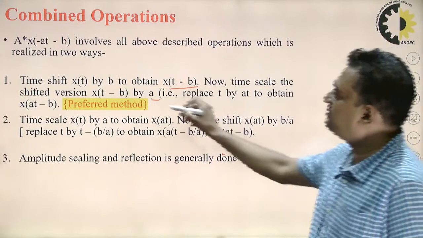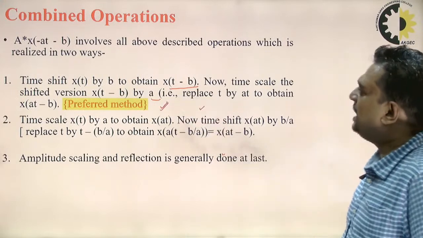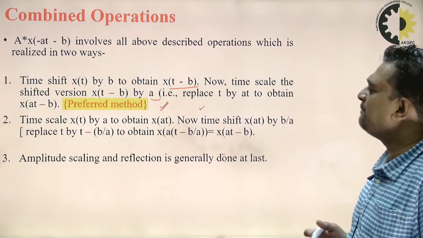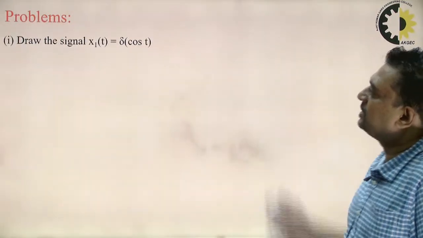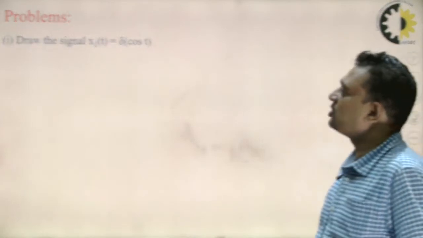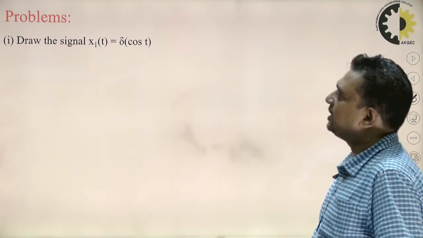So that's why this is basically the preferred method. And amplitude scaling and reflection is generally done last. So we will take one question. Let us draw the signal x1(t) equals delta(cos t).